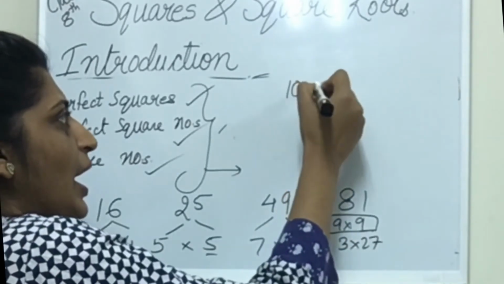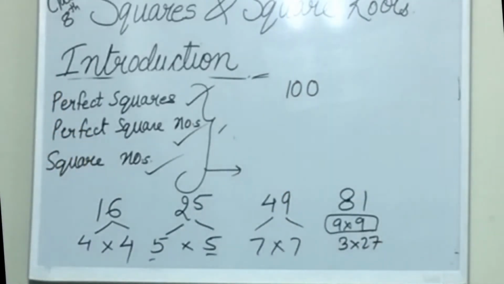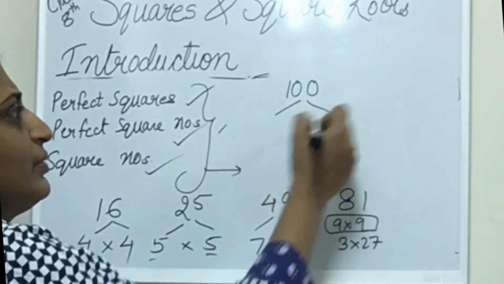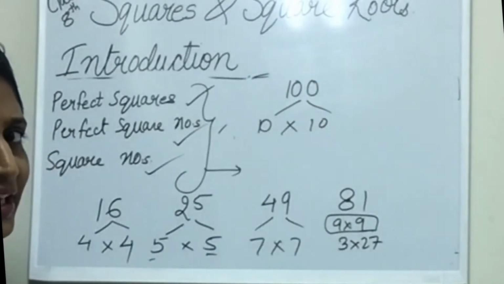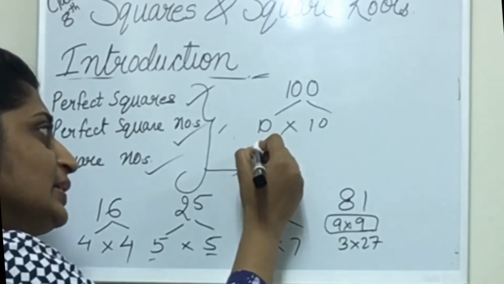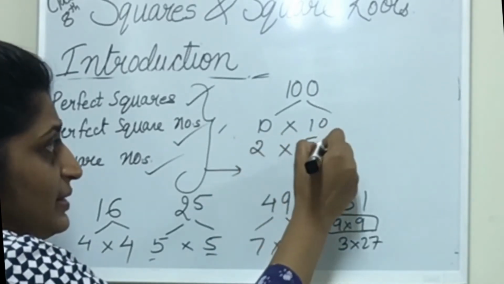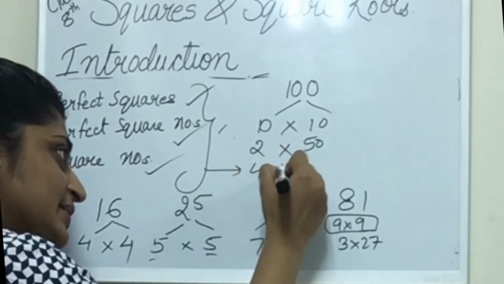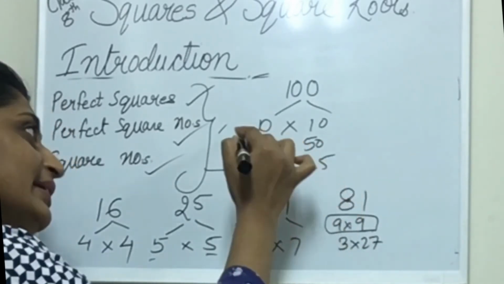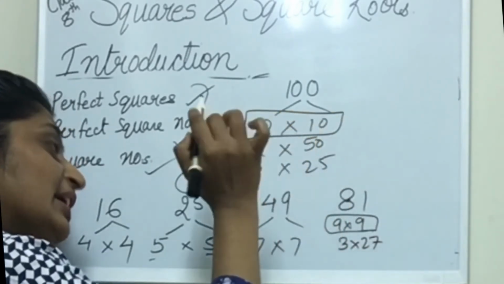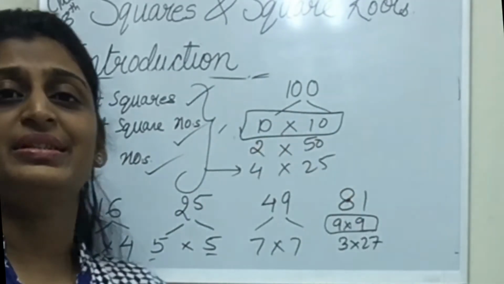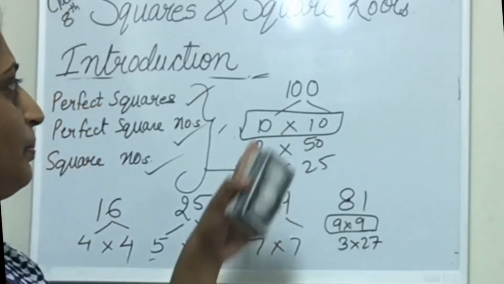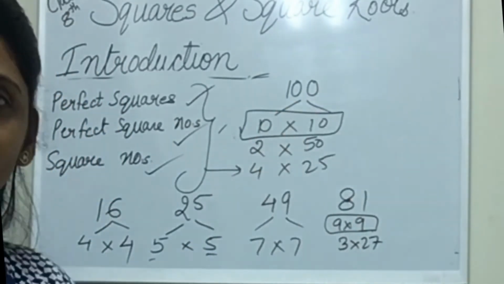Come on, 100. Say about this number. The very first thing which came to my mind is 10 times 10, because I know 10 tens are 100. I can express 100 as the product of two same numbers, which is 10 and 10. So, 100 is a perfect square.